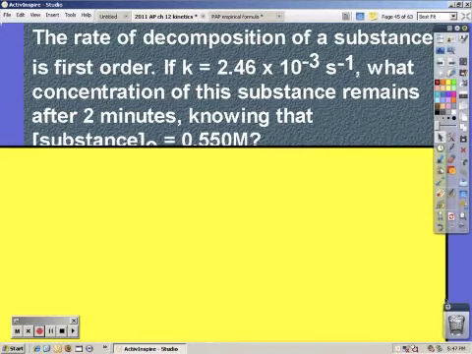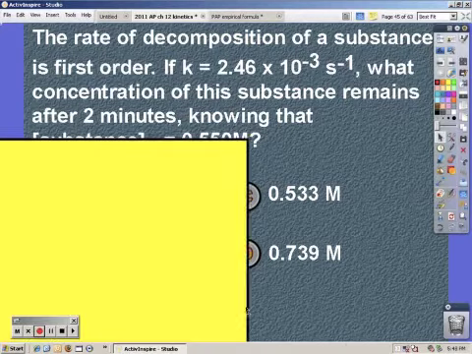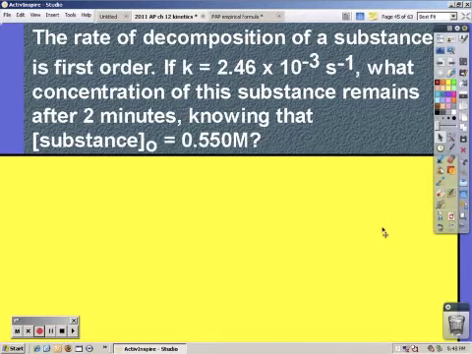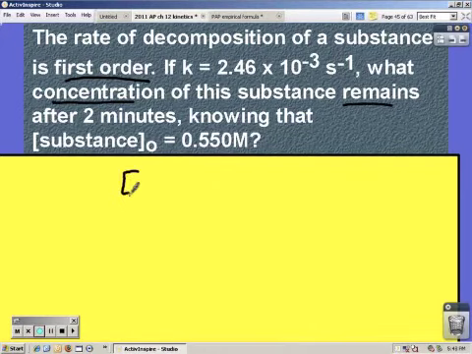Okay, so this reaction's first order, and they gave us k. We could also tell that it was first order by just looking at the units of k. Since it's seconds to the -1, that had to tell us that it was first order. We want to know how much remains after 2 minutes, and they gave us our initial amount. So we're looking for our final concentration.